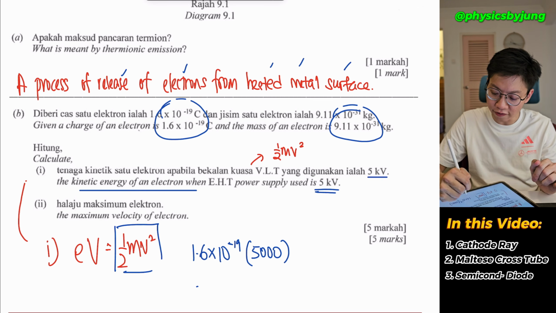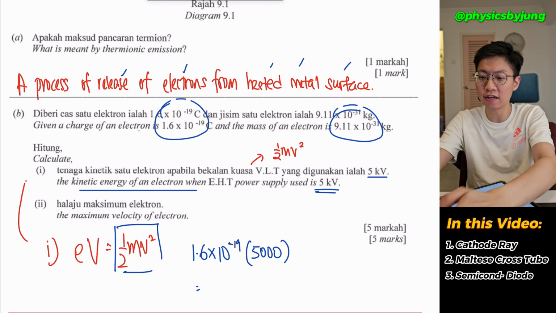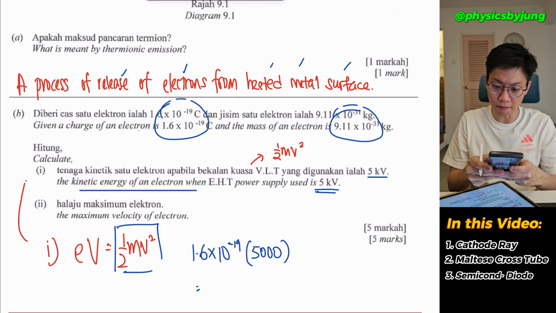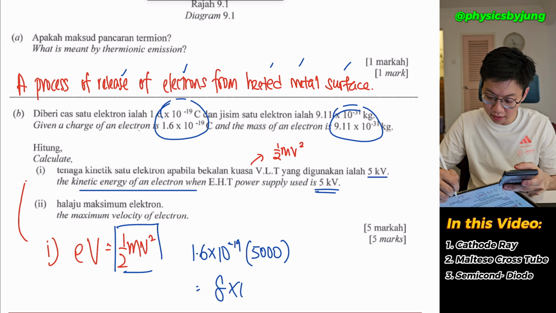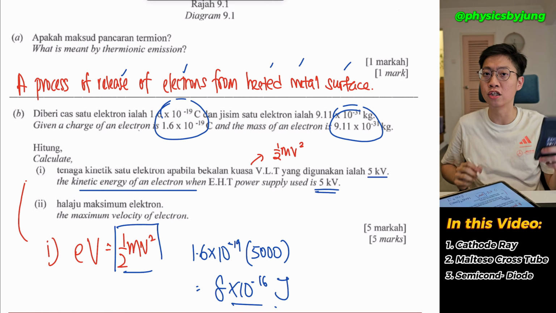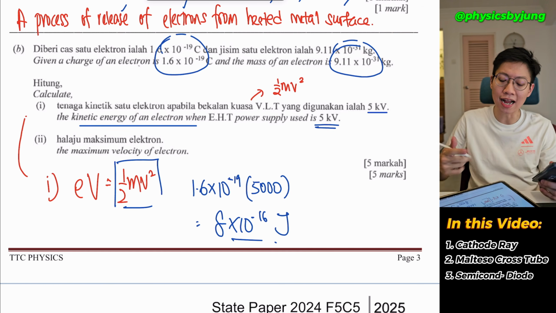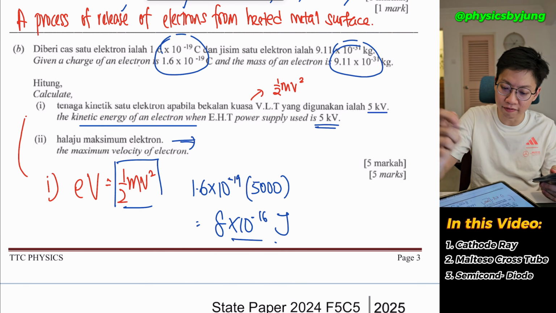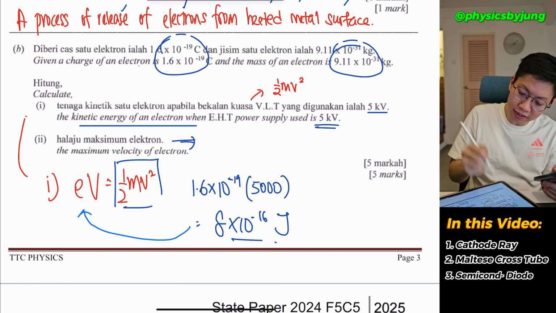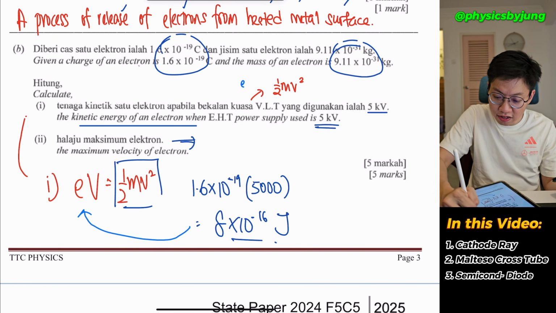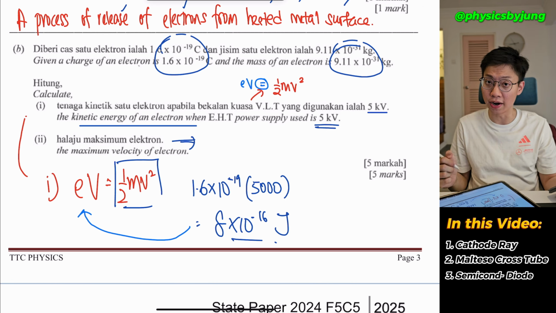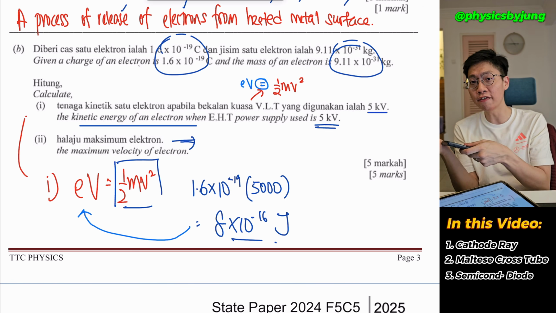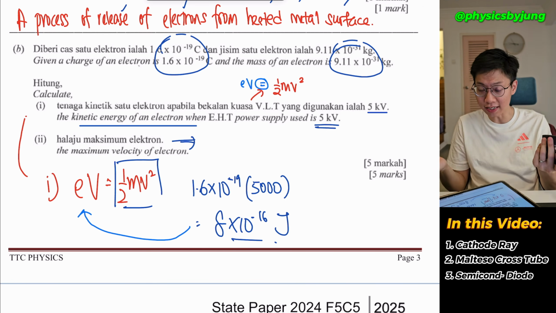So this is 5,000 volt. So if I take 1.6 times 10 to the power of negative 19 times 5,000 volt, I will get 8 times 10 to the power of negative 16 joules. Once I have this, to find the maximum velocity. Okay, so remember this is your EV. Your EV is actually your half mv square. So you cannot find half mv square, you find EV because the answer is the same.